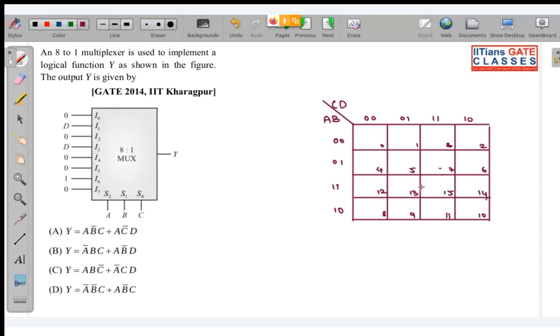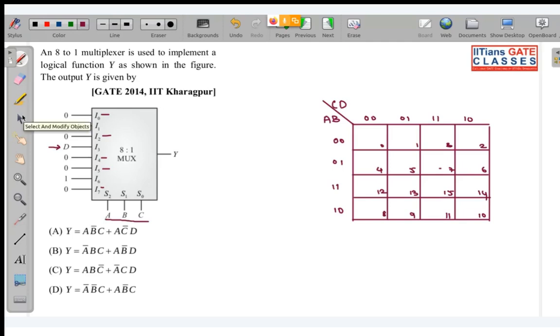Answer C. Okay, look over here. Why are you telling option C? Let us check if it is correct or not. You can see I0, I2, and even I4, I5, I7, they are all 0. And this is basically a 4 variable expression that we will get. Why? Because we have ABC in the selection line and D in the input.